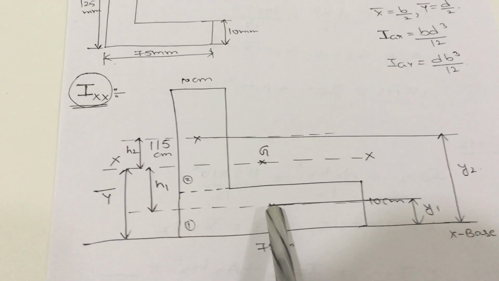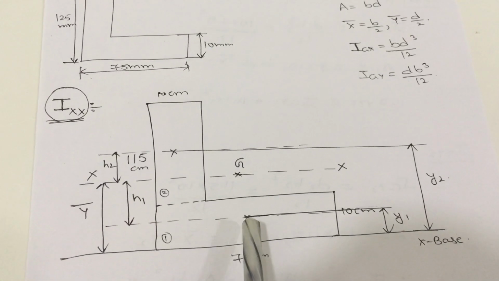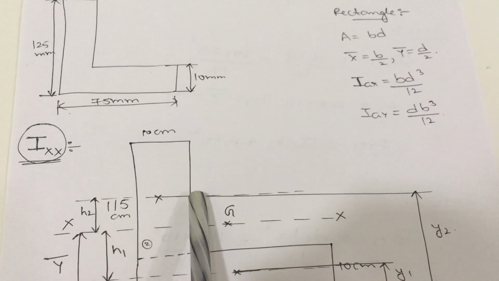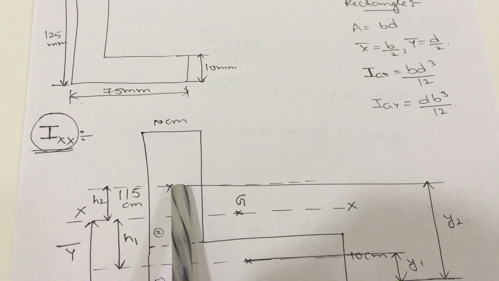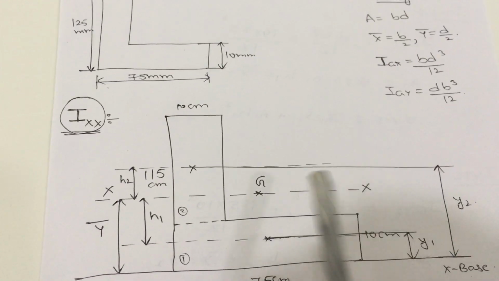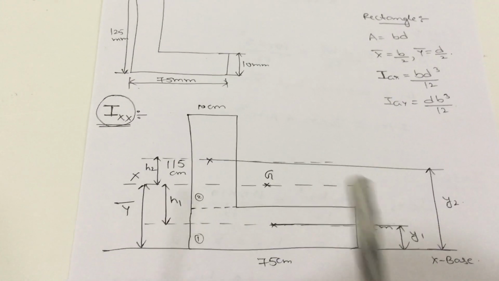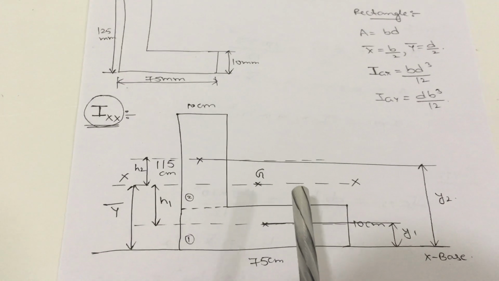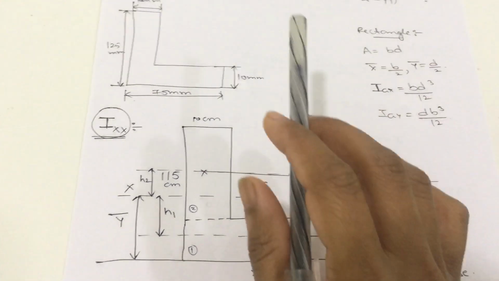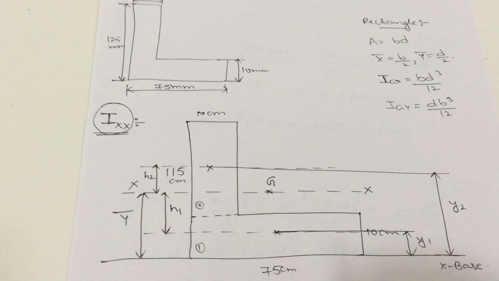Next, from the first section centroid point, project centroidal xx axis which is passing through the centroid of the first section. Next, project the centroidal xx axis which is passing through the centroid of the second section. Next, project the centroidal xx axis which is passing through the centroid of the complete L section. By this we got the three centroidal xx axes which are passing through the centroids of the first section, second section and the centroid of the complete L section. Now from these axes we can get the positions of the h1 and h2 distances.